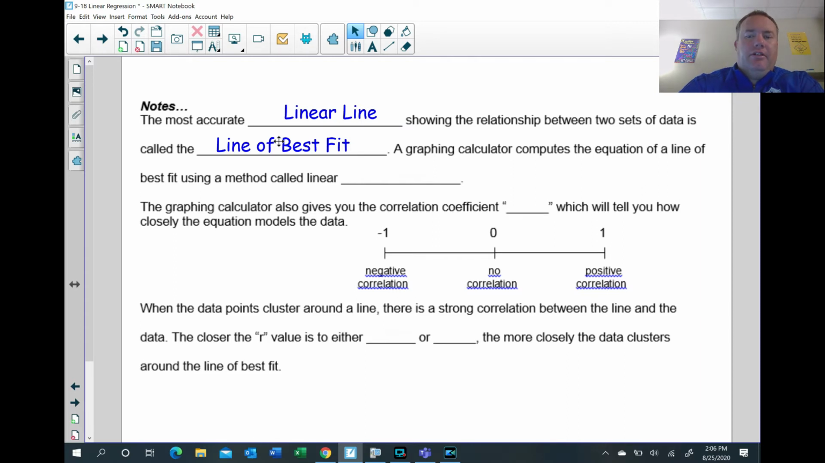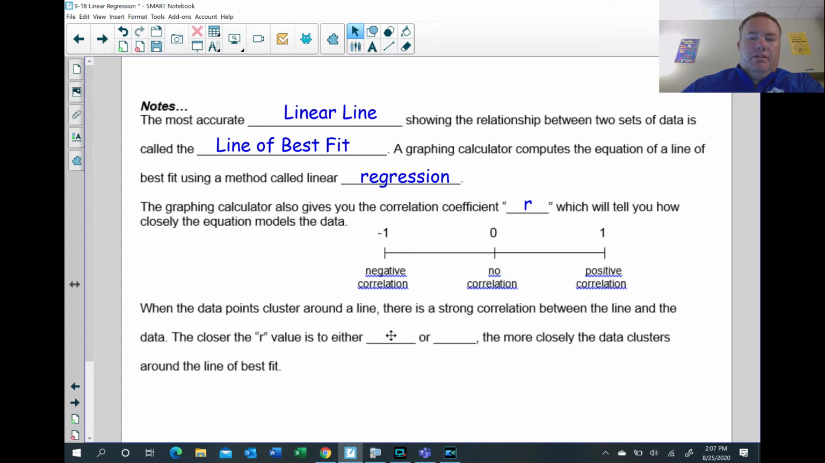The graphing calculator computes the equation of a line of best fit using a method known as linear regression. Now, the graphing calculator also gives you a correlation coefficient. We're going to talk about that here in a second. It's known as your R value, which will tell you how closely the equation models the data. Okay? When the data points cluster around a line, there is a strong correlation between the line and the data.